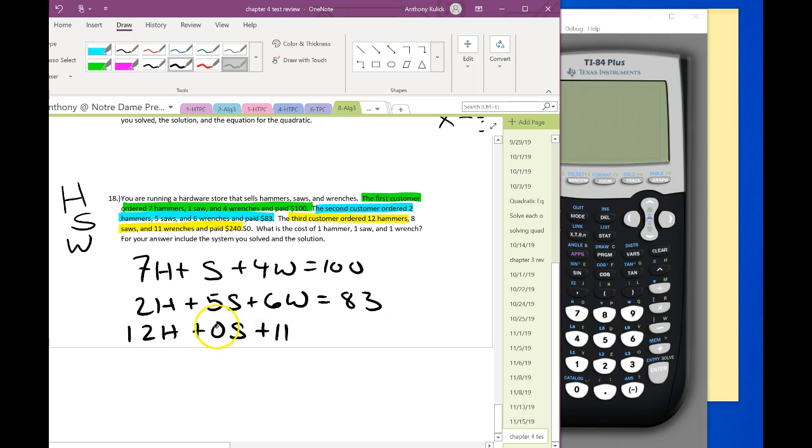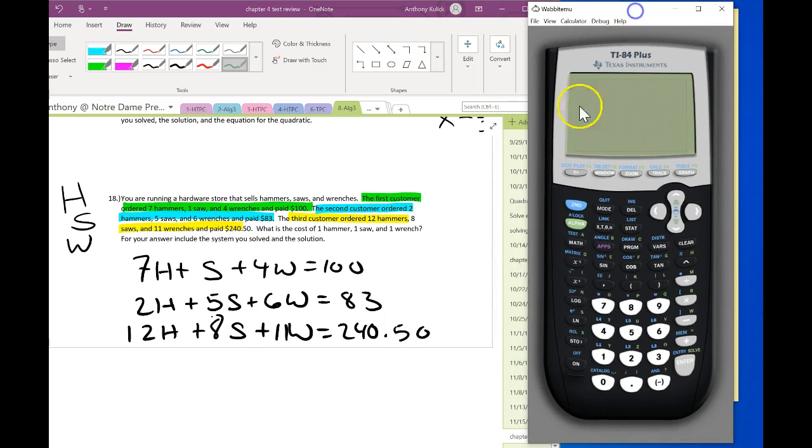So notice, when I did this, I was very careful to make sure everything lines up vertically. So the H's all line up, the S's all line up, and the W's all line up. The reason I wanted to do that is because it makes it that much easier to transfer this into a matrix on my calculator to solve now. So I'm going to solve this using the RREF. I'm going to have 7, 1, 4, 100 as my first row.